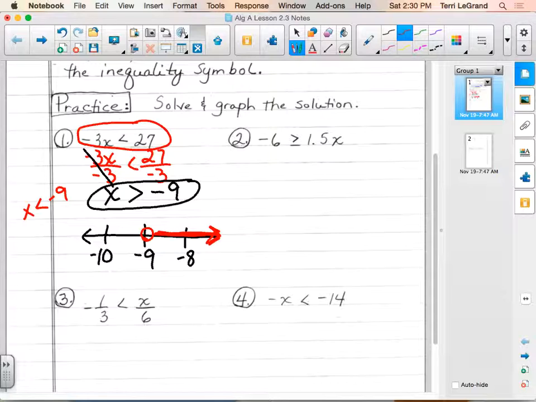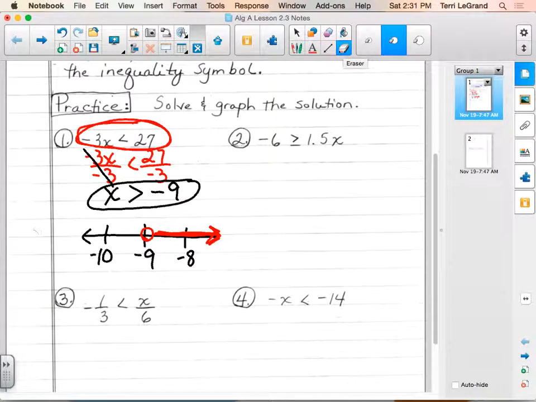So if we go back up here and put a negative 10 in up here in our original, we'd have negative 3 times negative 10, negative times negative, positive, 3 times 10, 30. We'd get 30 is less than 27. That's not true. 30 is not less than 27. So see, by not reversing the symbol when we were supposed to, we would have ended up with an incorrect solution region. We probably would have gotten the correct endpoint, but we would have had the wrong solution region otherwise. Okay, let's look at number 2 here.